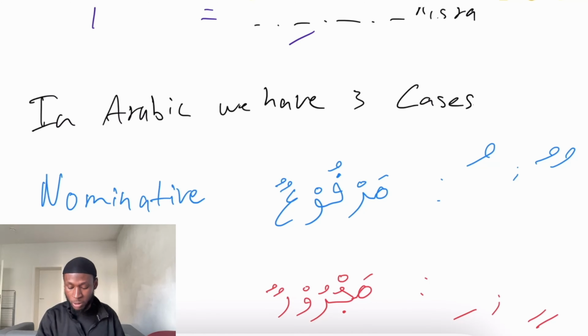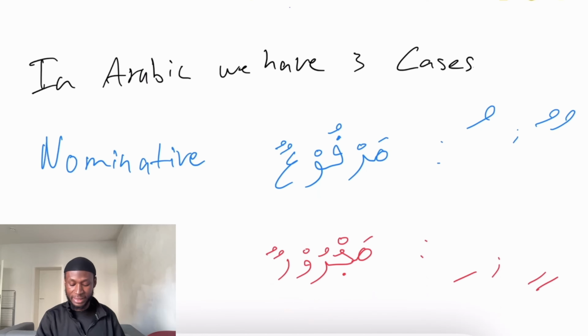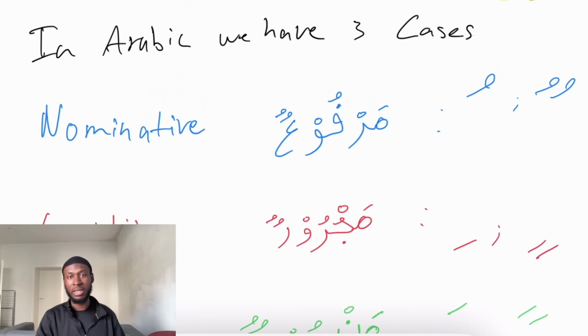How do we identify the nominative case? The noun will have a dhamma, or one dhamma, or the tanween, or the dhammatain. What we are focusing on, our interest, is to see the dhamma. If we see the dhamma, we know for sure that this noun is in the marfu case. No problem about it.